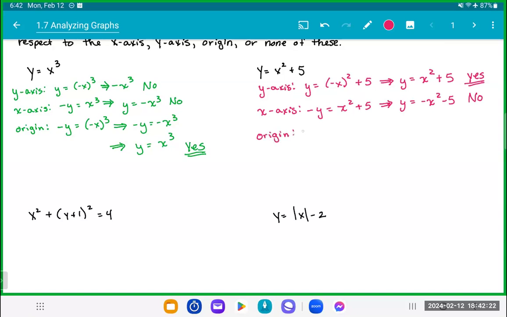Finally, when we look at the origin, that's negative y equals negative x squared plus 5. That will simplify to negative y equals x squared plus 5. We could simplify that a little further and say y equals negative x squared minus 5. And again, no, that one is not symmetric with respect to the origin. Okay, question?